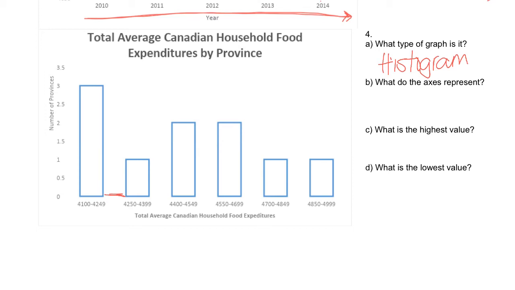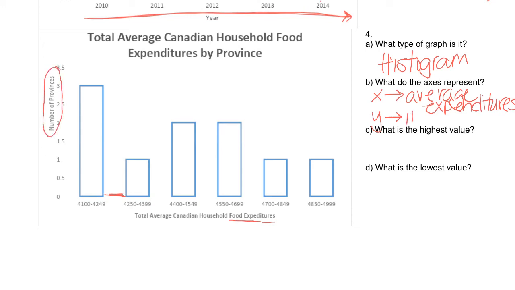The axes represent, so let's take a look at this x-axis. This is the total average Canadian household food expenditure. So down here, we're actually looking at the money, our average expenditures. And then our y values, let's take a look at here. This is the number of provinces. So we have our number of provinces there.